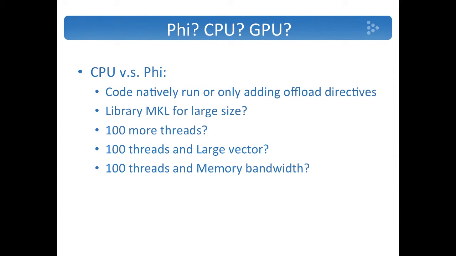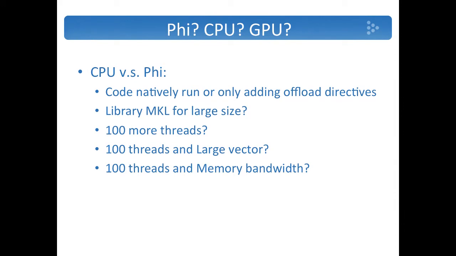And the next thing you have to consider is whether your code uses more than 100 threads. Well, in our MPI example, we used more than 100 threads, but the Xeon Phi is still slower than the CPU. So if your code only uses 100 threads, I doubt it can run faster on Xeon Phi. You can try, but I don't think it will be much faster than the CPUs.